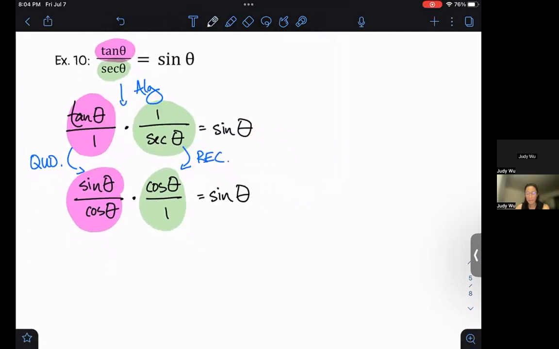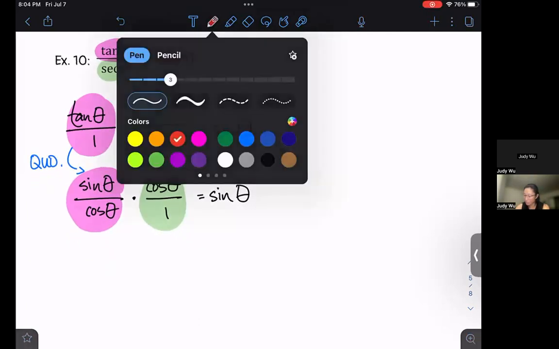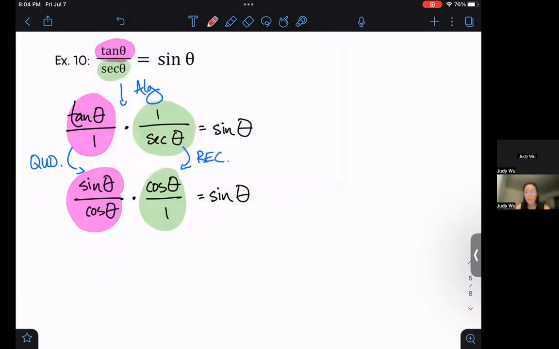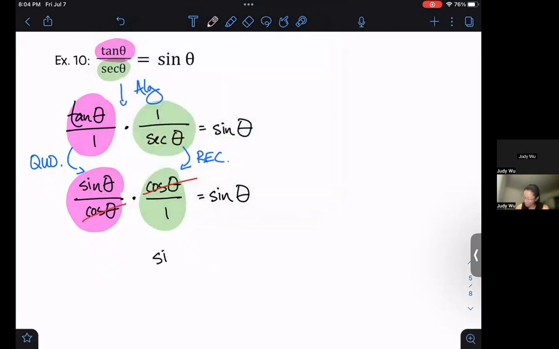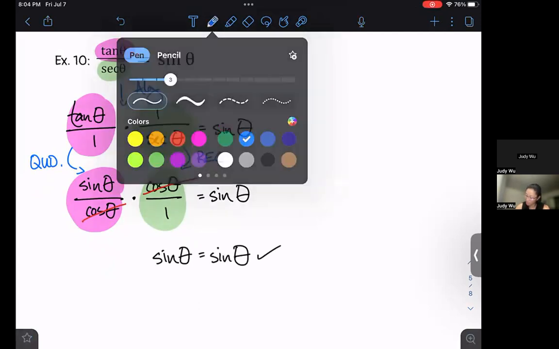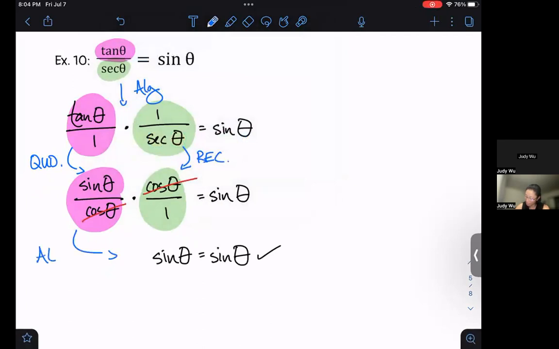All right. Now, I think it's time for some algebra again. And some of us might be like, wow, we're super close to being done because cosine and cosine reduce to 1. And I'm left with sine theta equals sine theta. All right. And we would just annotate this last step as algebra.